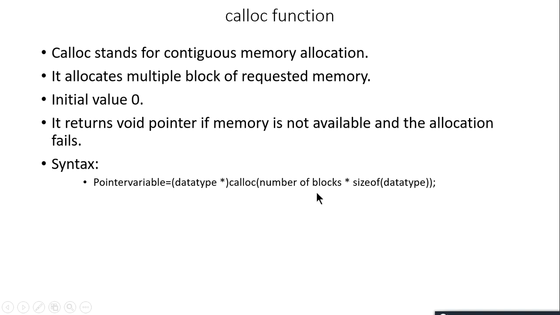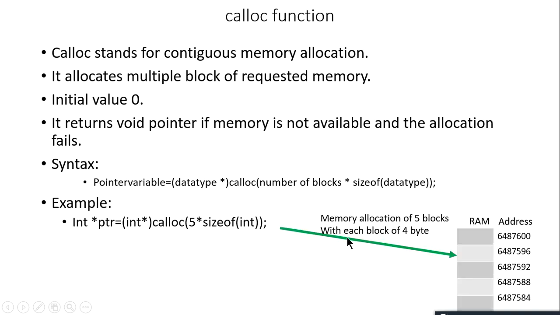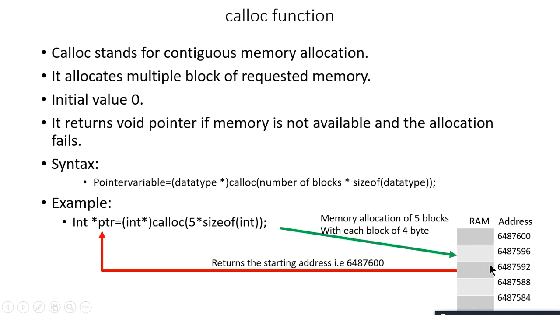So the syntax is almost the same, you just have to change malloc to calloc here. Okay, let's see. I have used the same example, and instead of malloc I have used calloc. So you see here 5 blocks with each block of 4 bytes will be created for you, and the starting address will be returned to the pointer. Whereas in the malloc function only one block was created and its starting address was returned. Okay, so this is the difference between malloc and calloc functions.